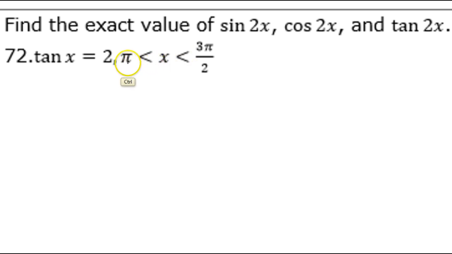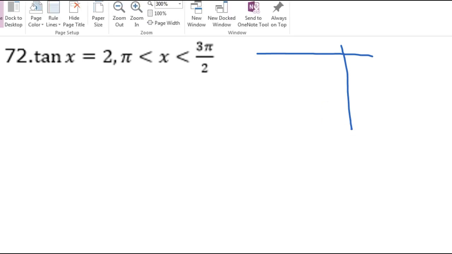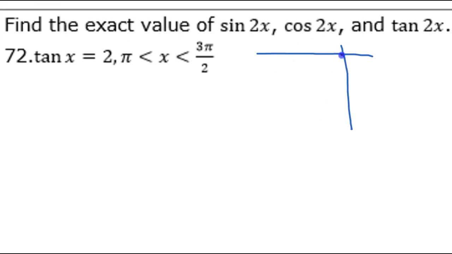The quadrant that's between pi and 3 pi over 2 is the third quadrant. So you should start by drawing yourself an angle in the third quadrant just as a visual reference. Okay, so we are talking about a third quadrant angle. Now, they gave us that the tangent is 2. Okay, which is like having 2 over 1 in a way.